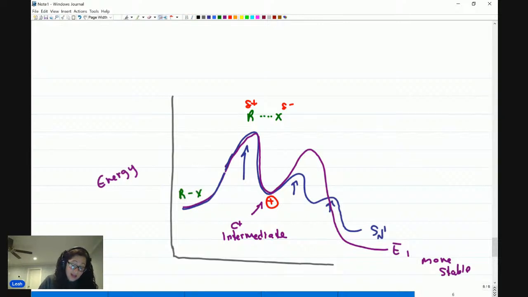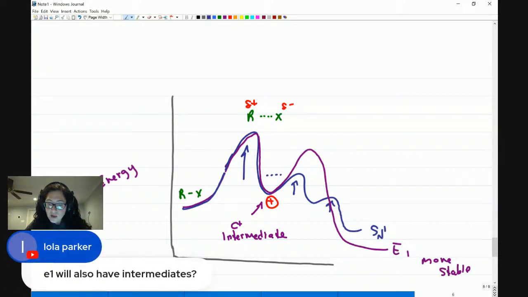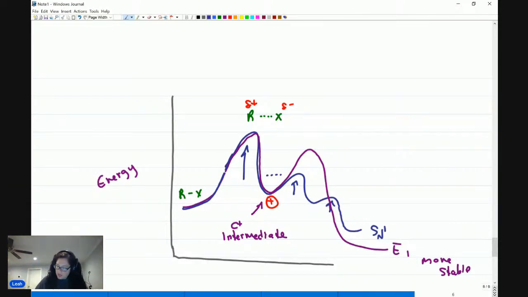Yeah, like I said, I made up these numbers. And the idea here is that an Rx is more stable than a carbocation. A carbocation should probably be at about this energy level, so don't quote me on my numbers. Clearly, I don't have them memorized. So yes, E1 will also have intermediates.